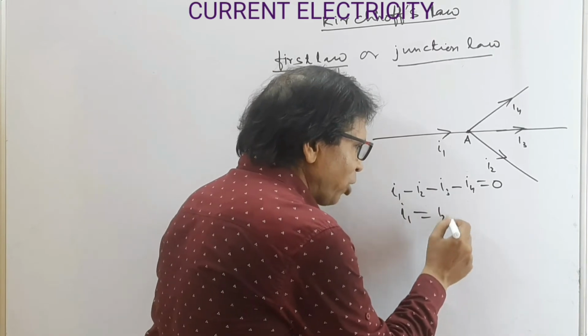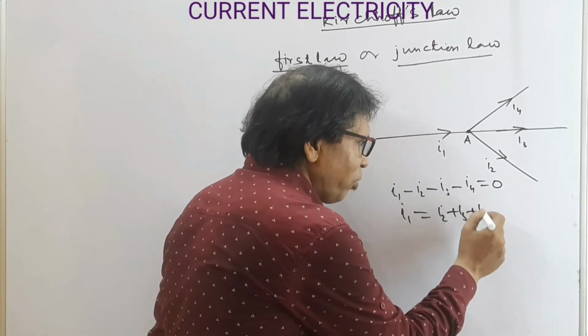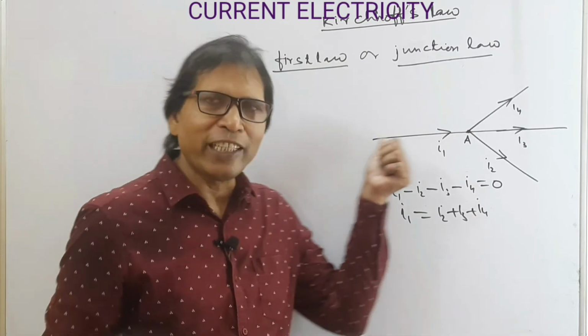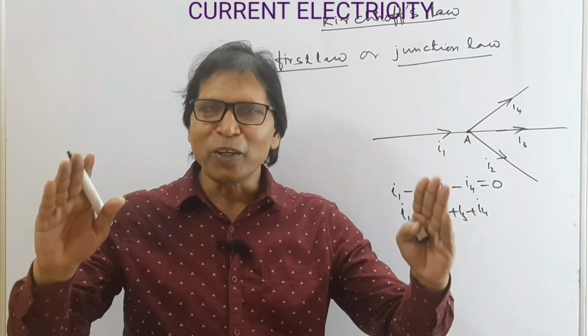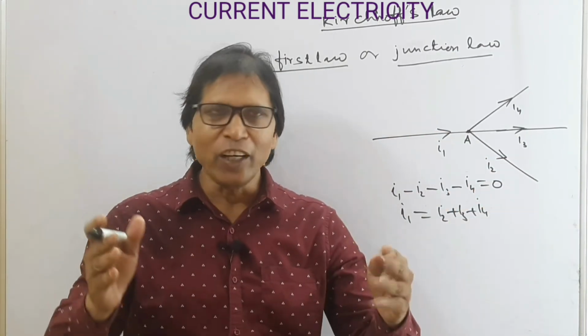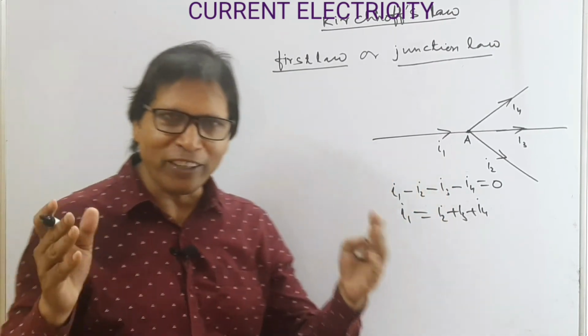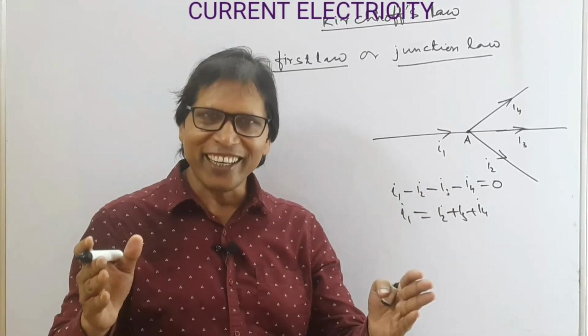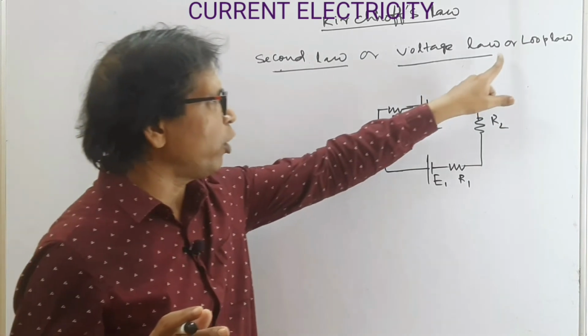Therefore I1 equals I2 plus I3 plus I4. Therefore incoming current is equal to outgoing current. This law is obtained from the conservation of charge. Okay. Now Kirchhoff's second law.